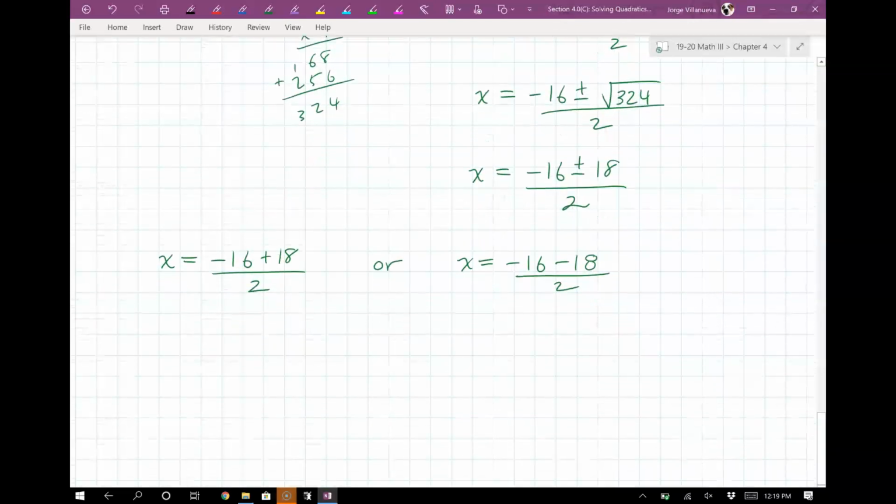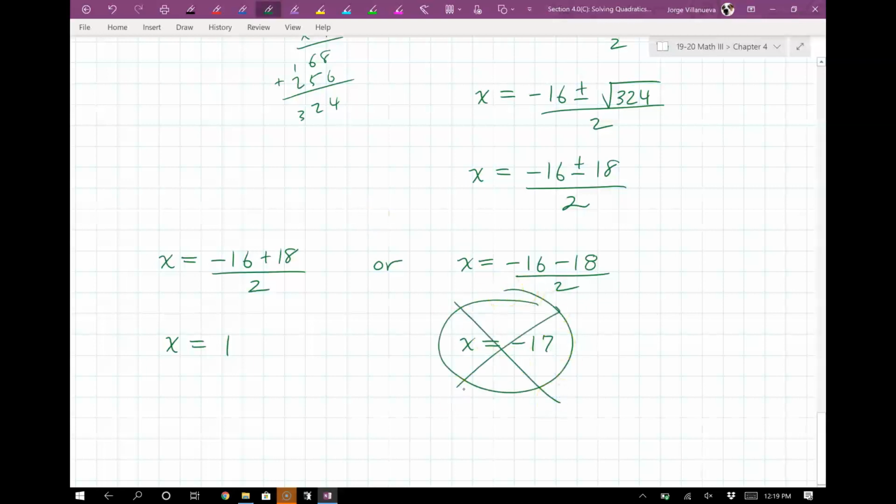Well, negative 16 plus 18 is 2, and 2 divided by 2, that's 1. Negative 16 minus 18 is negative 34. Divided by 2, that's negative 17. Which one of these does not make sense when we talk distance? Yeah, this one makes no sense whatsoever because distance can't be negative. So what is the width of the pavement? It's 1 what? 1 foot. All that for that. I know, that's crazy.